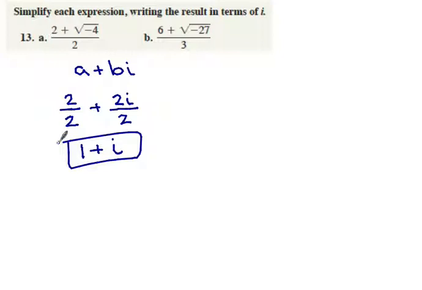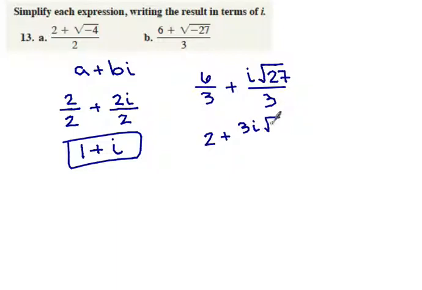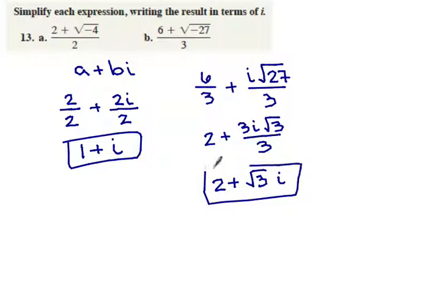Similar with part B here, we can simplify that as 6 over 3 plus, again, i times our radical 27, which we saw earlier. We can simplify that as 3 radical 3. So this becomes 2 plus 3i radical 3 over 3, the 3's can simplify, so we get 2 plus radical 3, and then the i term comes last. So in the a plus bi form, a would be 2, b would be radical 3.